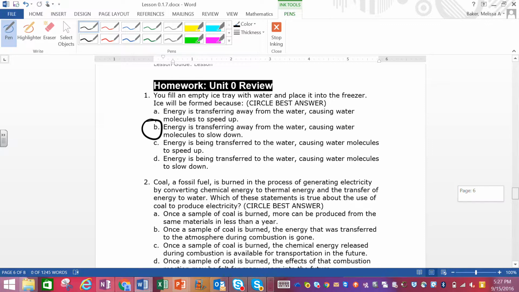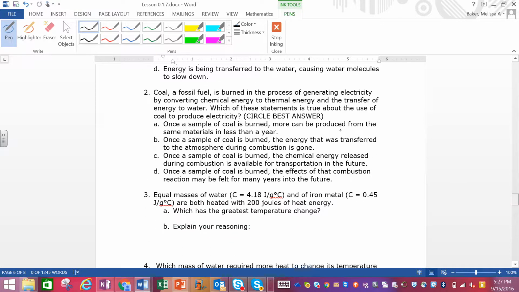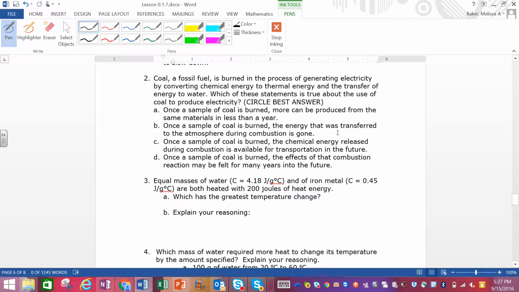Number 2, coal, a fossil fuel, is burned in the process of generating electricity by converting chemical energy to thermal energy and then the transfer of energy to water. Which of these statements is true about the use of coal to produce electricity? Once a sample of coal is burned, more can be produced from the same materials in less than a year. No, because coal is a fossil fuel.